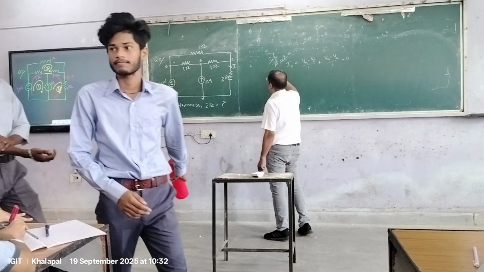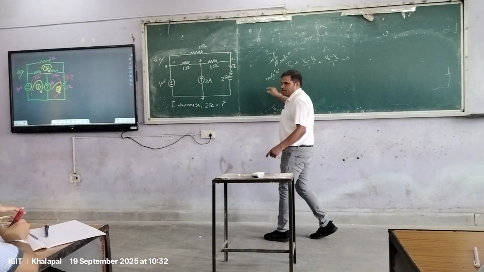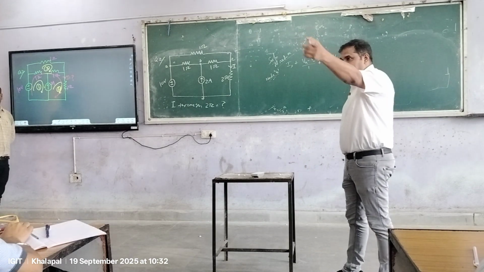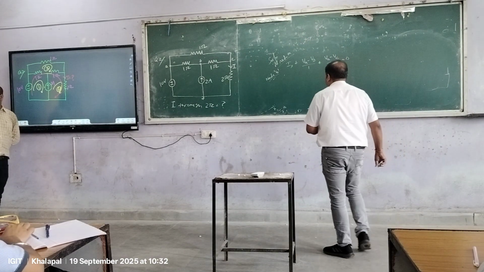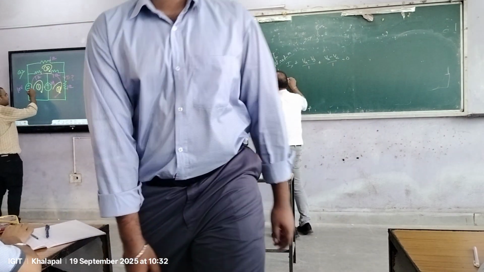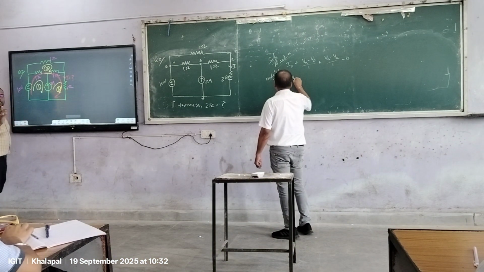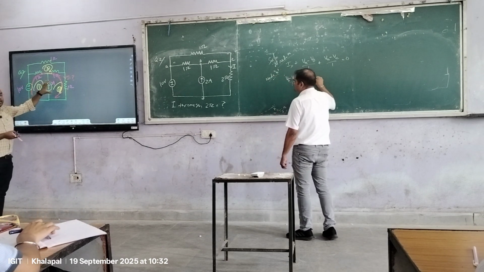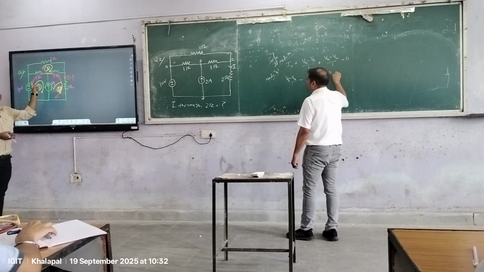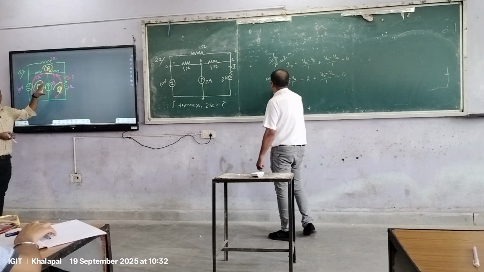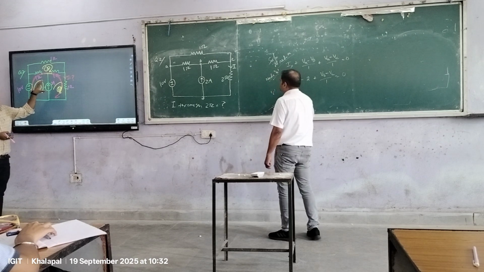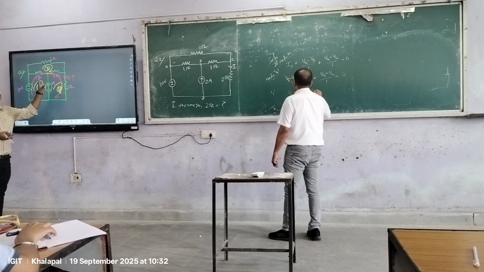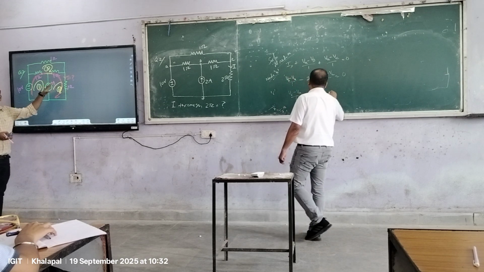Sir is talking about the super mesh. Yes. Super mesh means instead of using a small mesh, we take a bigger mesh. This loop is known as a super mesh. These are individual meshes 1 and 2, and this total mesh is known as the super mesh, because through this current source, we can't apply KVL. So we have skipped it, and by using these 2 meshes, we have formed a super mesh.